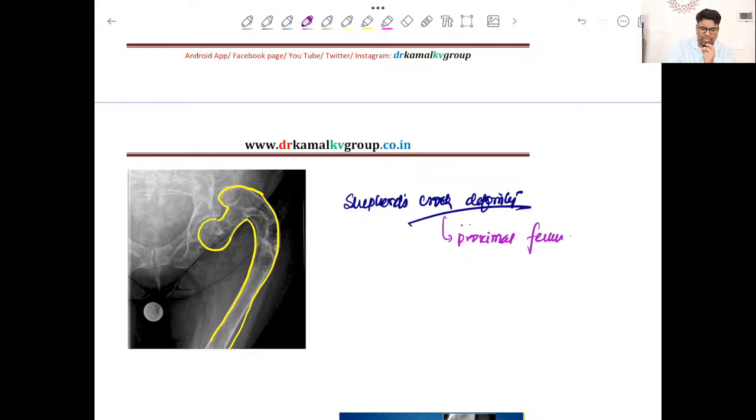And this is classical for which condition? Virender, you are absolutely right. But what condition is this? The moment you see this Shepherd's crook deformity, what condition you should think of? This is fibrous dysplasia, right? Yes, very good, Virender. So fibrous dysplasia. So it means there is some fibrous tissue within the bone. So that is fibrous dysplasia.